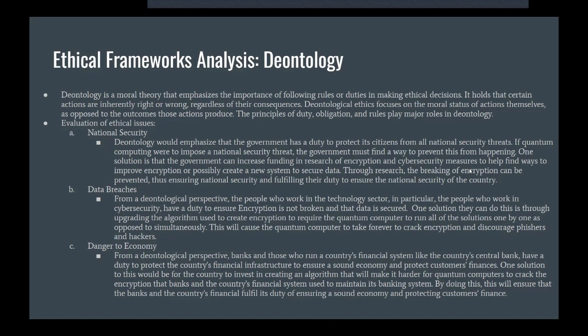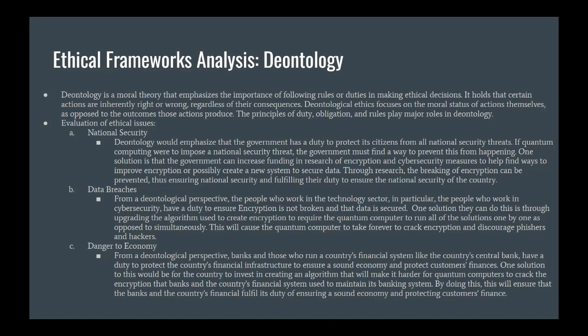So for national security, deontology would emphasize that the government has a duty to protect its citizens from all national security threats. If quantum computing were to impose a national security threat, the government must find a way to prevent this from happening. One solution is that the government can increase funding in research of encryption and cybersecurity measures to help find ways to improve encryption or possibly create a new system to secure data. Through research, the breaking of encryption can be prevented, thus ensuring national security and fulfilling their duty to ensure the national security of the country.